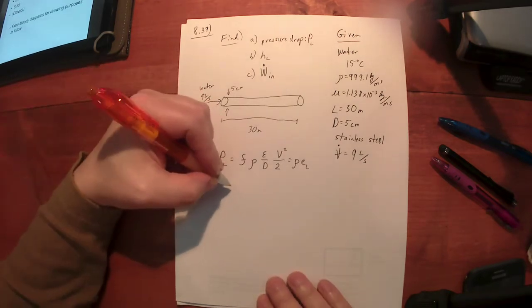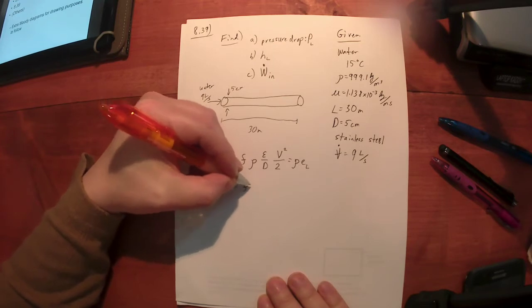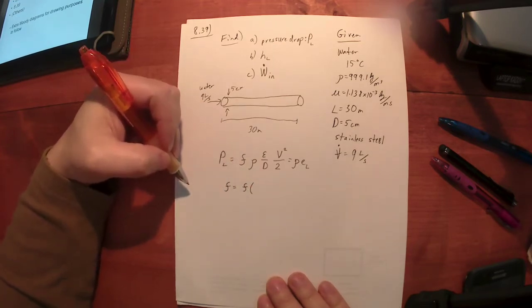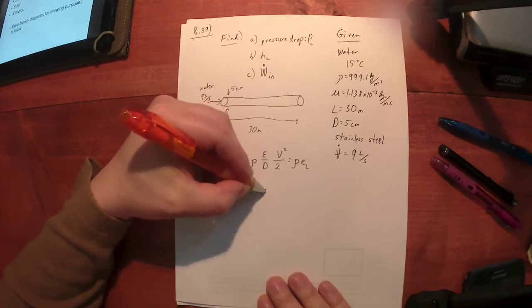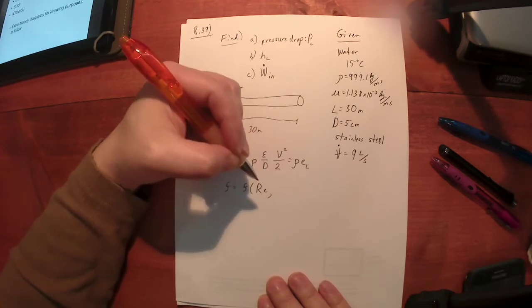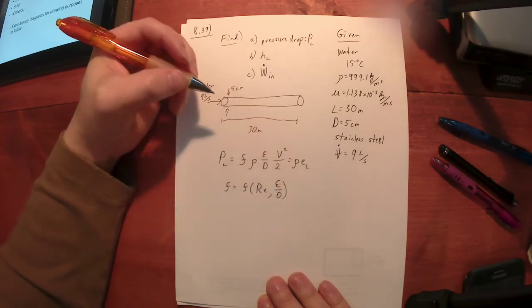Now, as we've said before, this Darcy friction factor is going to be a function of what? Well, the Darcy friction factor is a dimensionless quantity. We said it's a function of a couple of other dimensionless quantities. We learned that in the previous chapter. It's going to be a function of the Reynolds number, and it's going to be a function of epsilon over d. And I've made a mistake here.